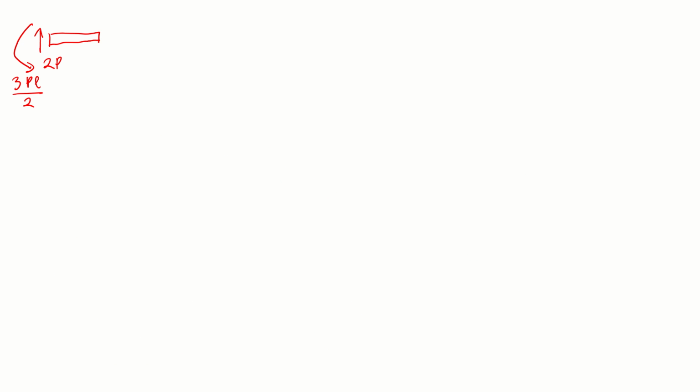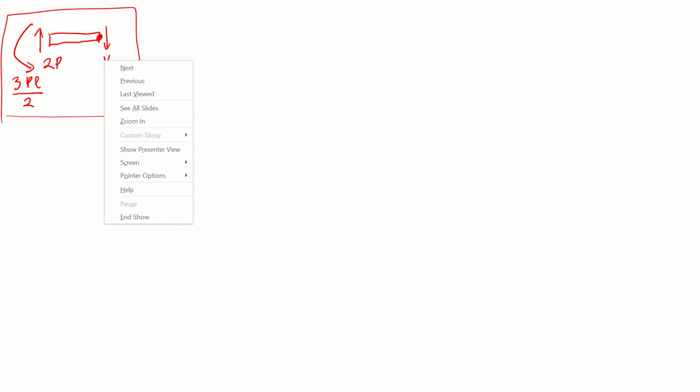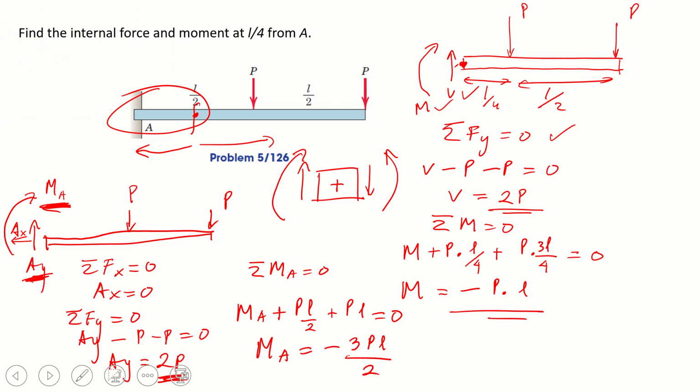Now we have to find the internal force which is happening at this particular point, and that particular internal force is supposed to make this free body diagram in equilibrium condition. Now I assume that it has an internal shear force of V going down, and a moment like this. Why do I assume it this way?